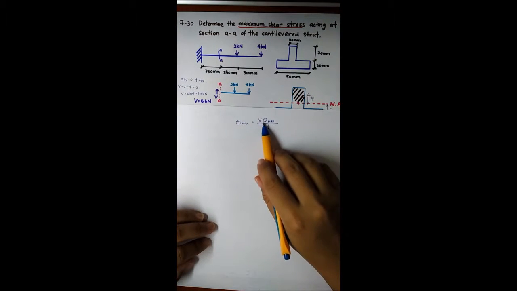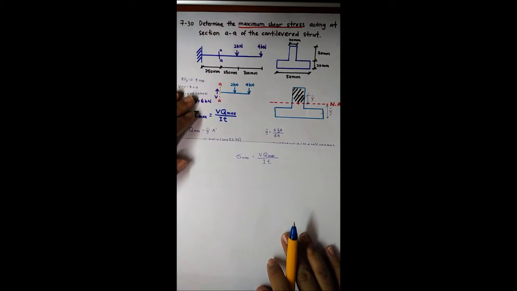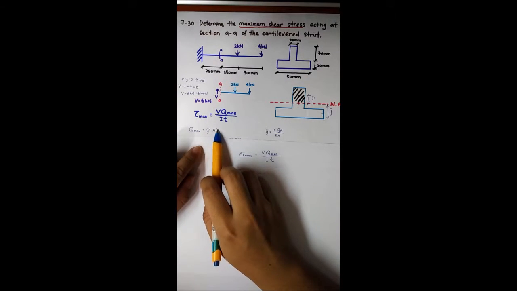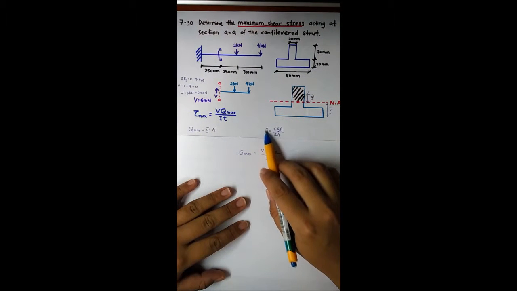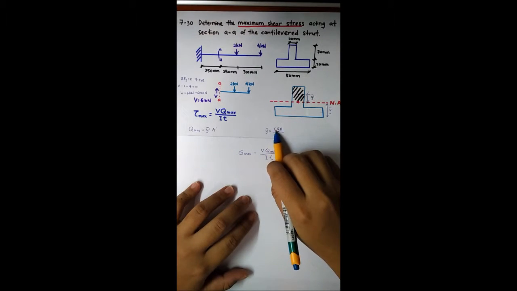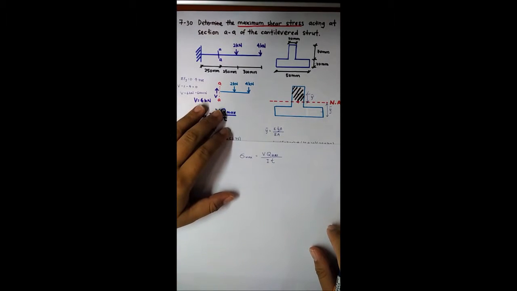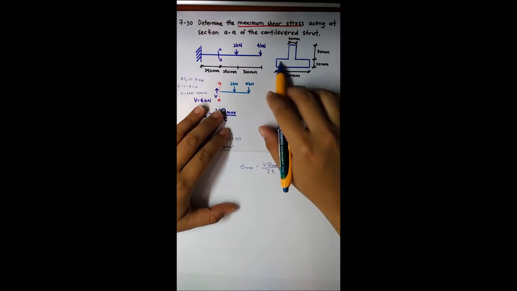Next, we have to know the Q maximum. The formula for Q maximum is Y prime bar times A prime. To find the Y prime bar, we have to know the Y bar first. The formula of Y bar is the total of Y bar times area over total area. Okay. First, we have to know Y bar for each section in this strap.